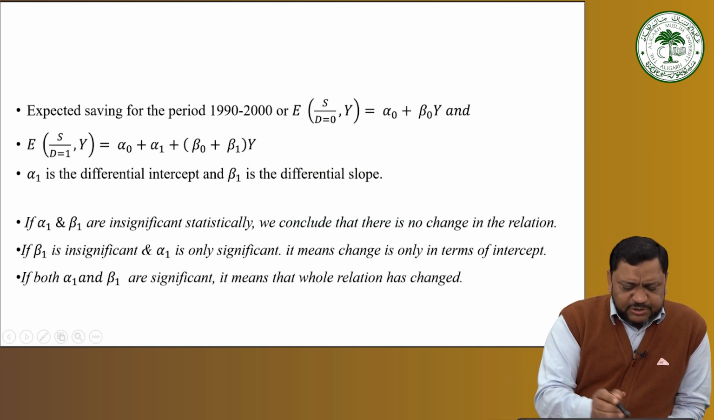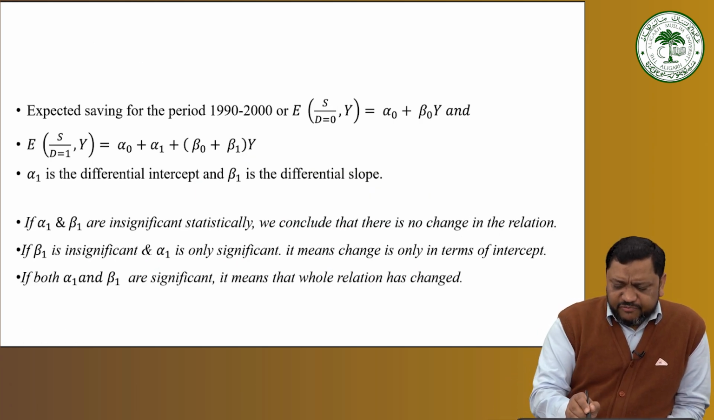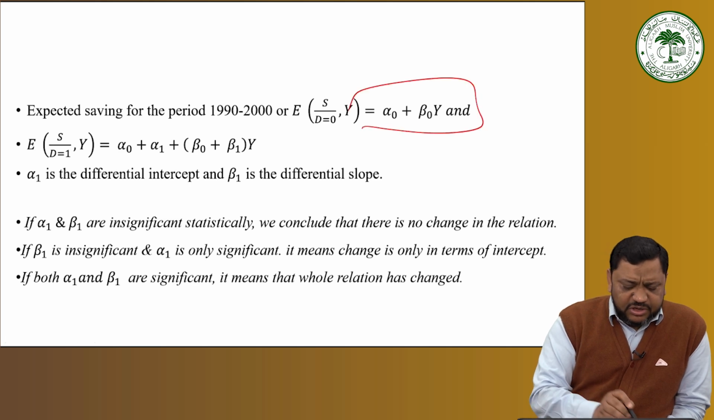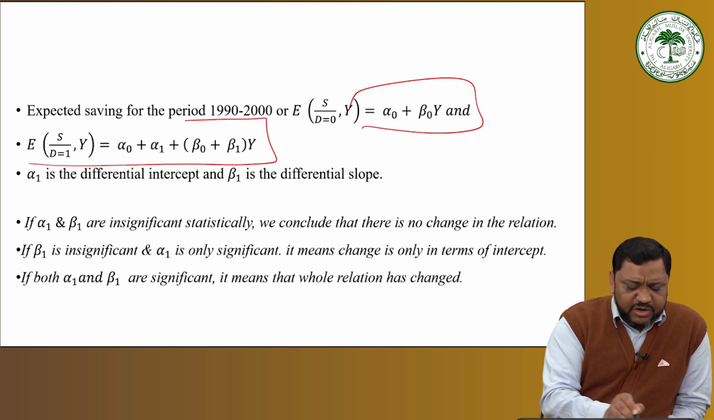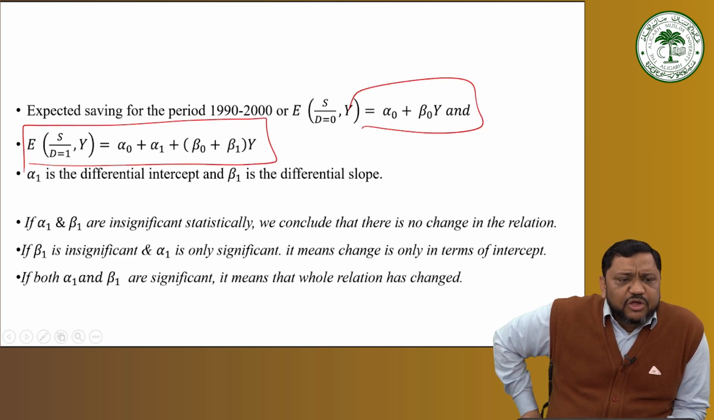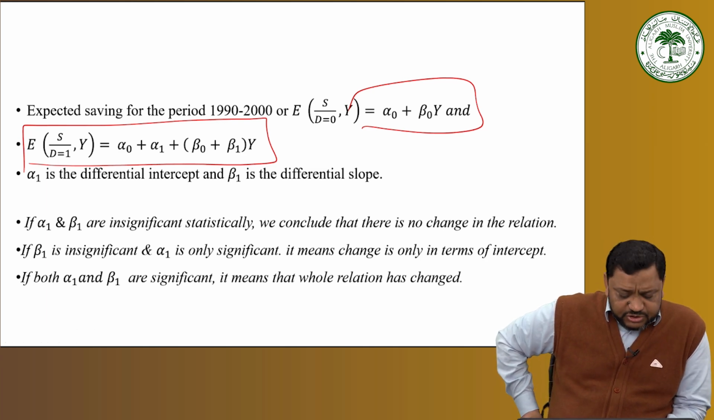So this is the expected saving for the period. When d becomes 0, this is your equation, and when d is equal to 1, this is your equation. Your alpha 1 is the differential intercept and beta 1 is the differential slope.